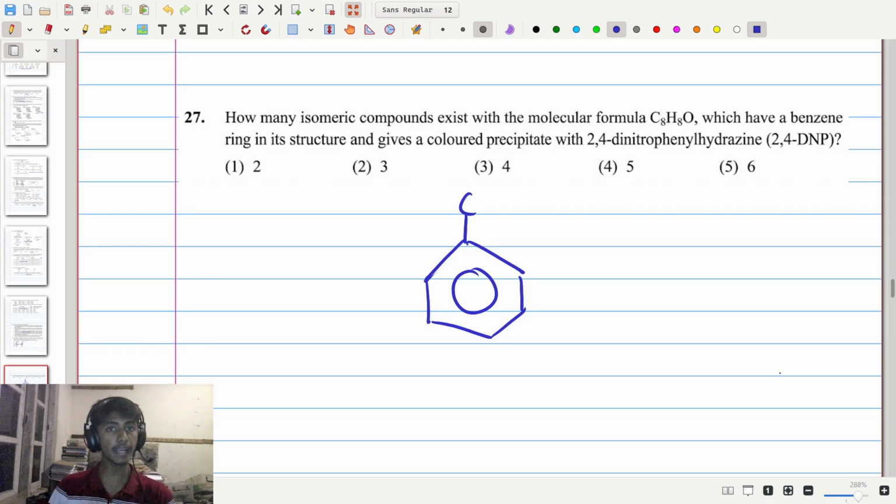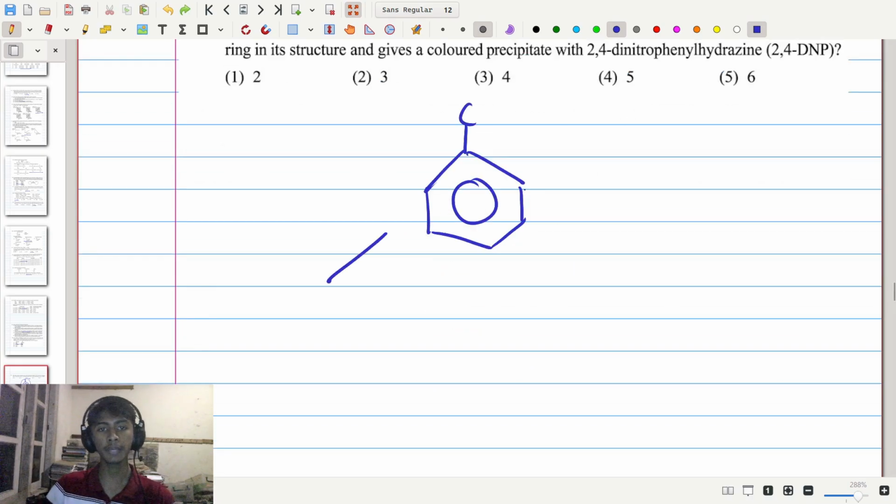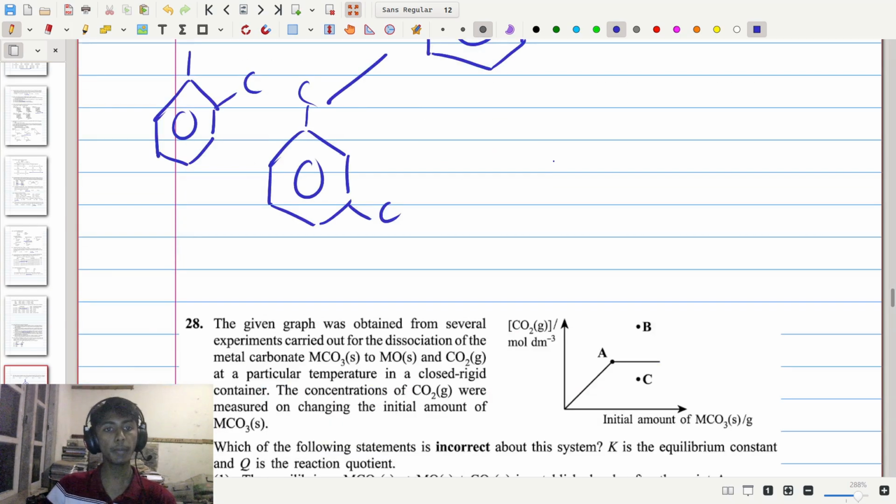So we need at least this. Now from here, since we have 7 carbons, we still need to add 1 more carbon. And we have a choice in where to add it. We could either A, add it onto the benzene ring, in which case we'll have 3 choices of either putting it in the ortho position like this, or in the meta position like this, or in the para position like this. So we have 3 total choices in the case where we put it somewhere on the benzene ring.